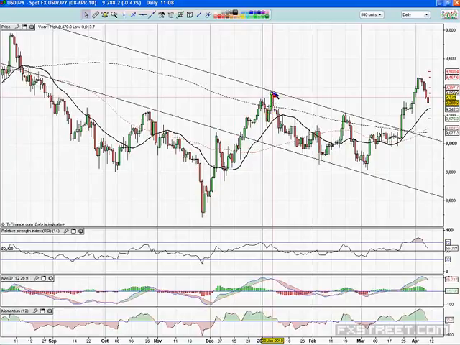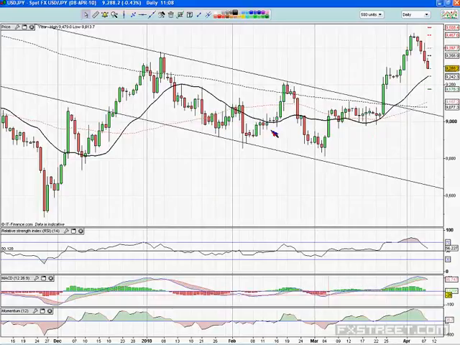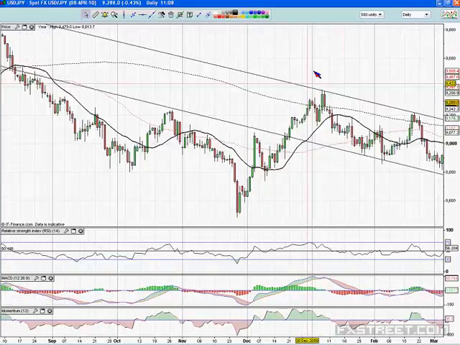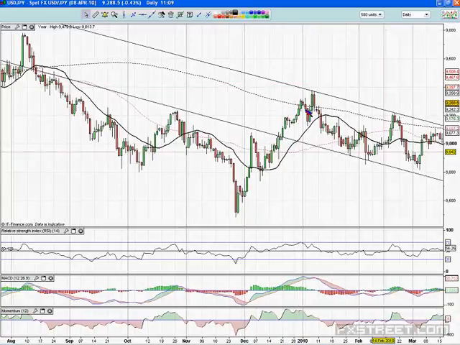Divergence at the top. You notice here, we made a higher high there, a lower high, a lower high, and a lower high. So that was your signal to get out of this upward trend. We then corrected lower in a choppy three-wave correction. We formed this corrective channel.